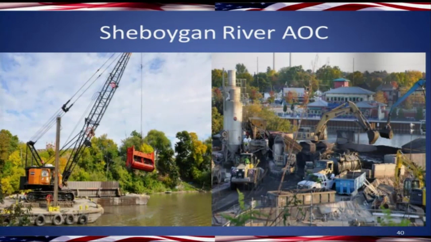The Sheboygan River Area of Concern is a very good example of how we are using different regulatory authorities to achieve cleanup. There were four distinct sediment projects that together resulted in completing the sediment remediation work in this area of concern in 2012. The first was a Superfund project that removed 53,000 cubic yards of PCB contaminated sediment. The second was an additional Superfund project near the former Camp Marina manufactured gas plant that removed 24,000 cubic yards of PAH contaminated sediment. A U.S. Army Corps of Engineers project that removed 170,000 cubic yards of PCB contaminated sediment from the navigation channel.